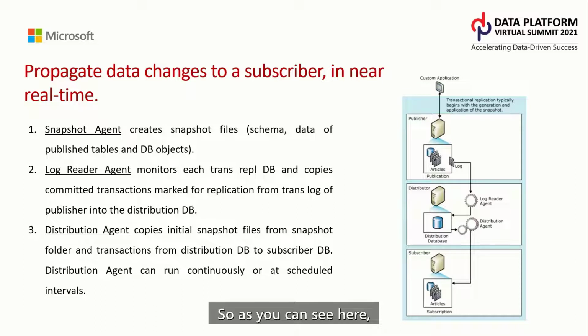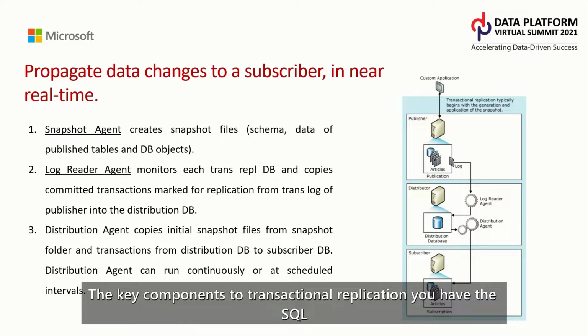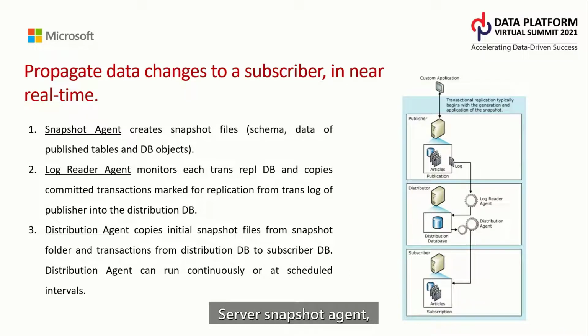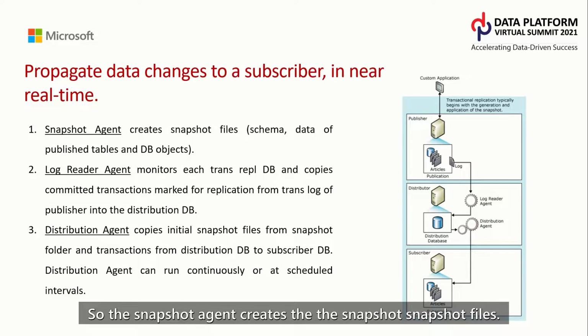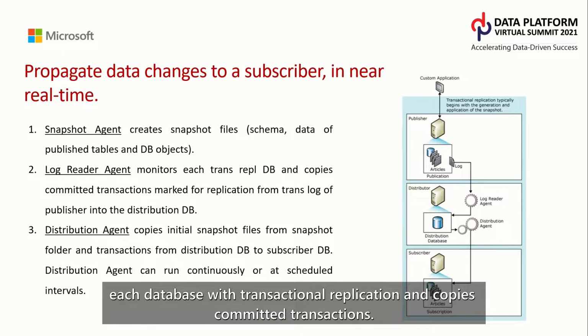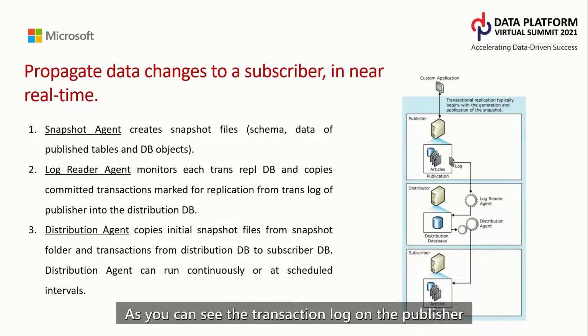So as you can see here, you have three key components to transactional replication. You have the SQL Server snapshot agent, the log reader agent, and the distribution agent. So the snapshot agent creates the snapshot files. Then you have the log reader agent that monitors each database with transactional replication and copies committed transactions from the transaction log on the publisher into the distribution database as shown in this diagram.